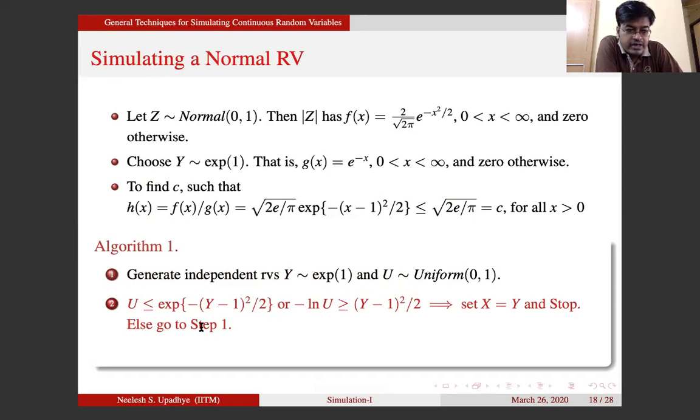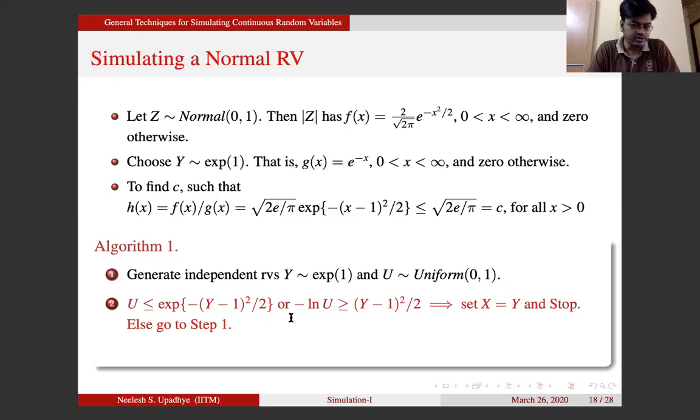But if you observe this closely, this is equivalent to, if I take a log transformation, minus ln U greater than or equal to (y minus 1) square by 2, which implies X is equal to Y, and you stop. Otherwise, you again go back and reiterate. Now it becomes more interesting, because if U is a uniform random variable, minus ln U is an exponential random variable with mean 1. Now, considering this, can you improve upon the procedure? We will see that later.